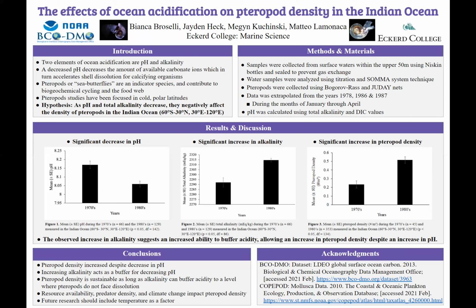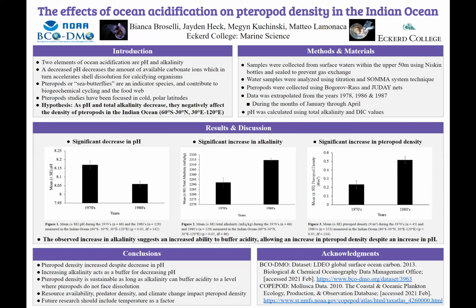This increase in alkalinity suggests an increased ability to buffer acidity for the decreasing pH, which allows pteropod density to increase. From our results, we can reject the null hypothesis. Interestingly, despite there being an observed decrease in pH, there was an increase in alkalinity and pteropod density. It is possible that pteropod density rose due to the increased alkalinity acting as a buffer to the decreasing pH.